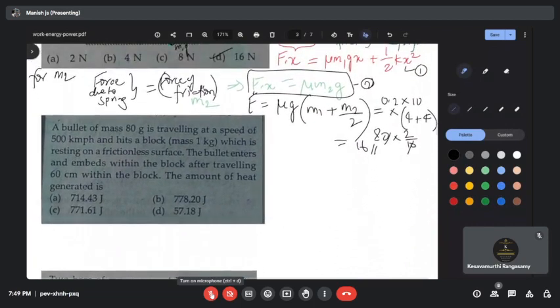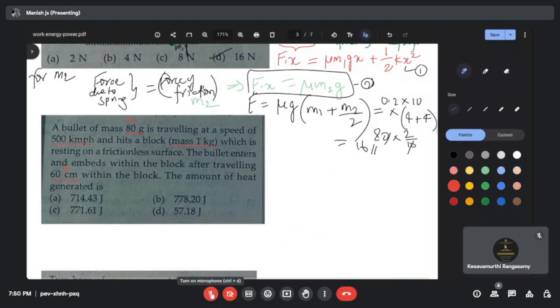Okay, so a bullet of mass 80 grams is traveling at a speed of 500 kilometers per hour. So let me just underline the given data. They've given us the mass, 80 grams. So mass is given, speed is also given, 500 kilometers per hour. And it hits a block of mass 1 kg, which is resting on a frictionless surface. The bullet enters and embeds within the block after traveling 60 centimeters, which is the displacement. They're asking you what is the amount of heat that is being generated.